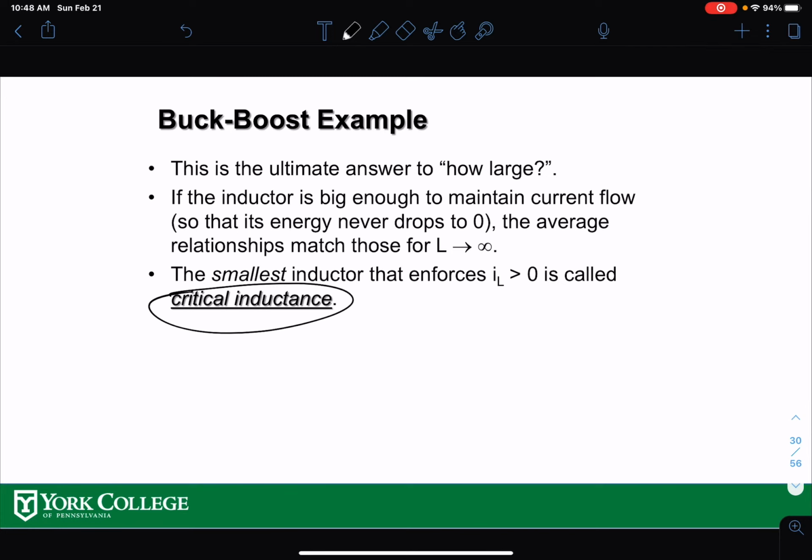And same thing with the inductor. If you have an inductor value in your buck boost converter that is just maintaining the current like this, we call it critical inductance. And critical inductance value is very important. If you find that, you can easily design any other value from there.